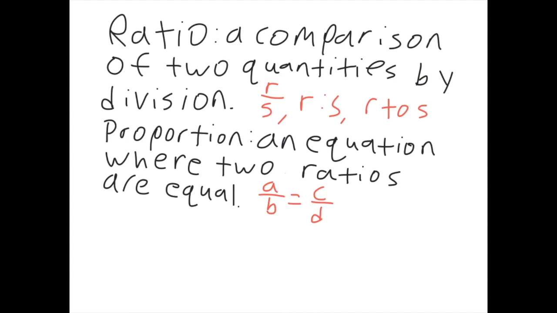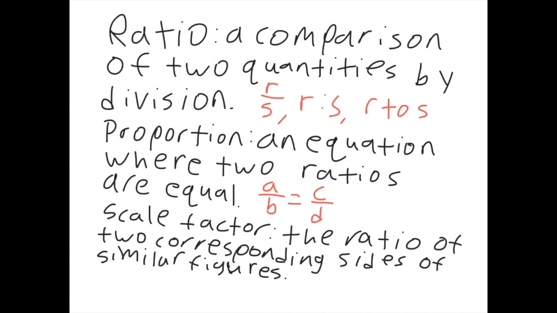So we'll talk about how to solve those in a moment, but this is mostly used to be able to solve for missing measures with similar figures, and we'll be using this a lot this unit. Final vocab word is scale factor. Scale factor is the ratio of two corresponding sides of similar figures.